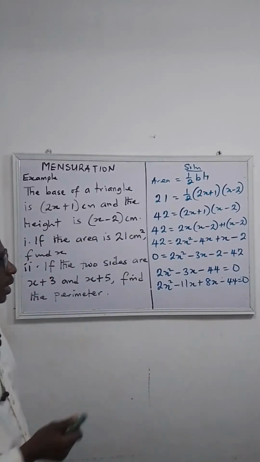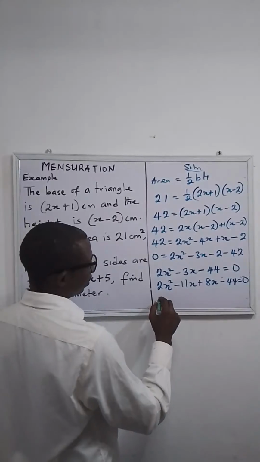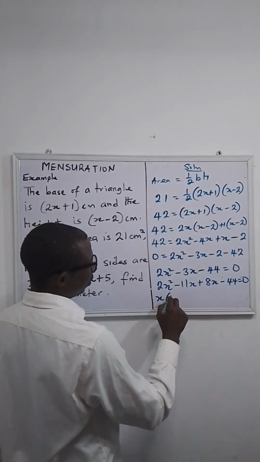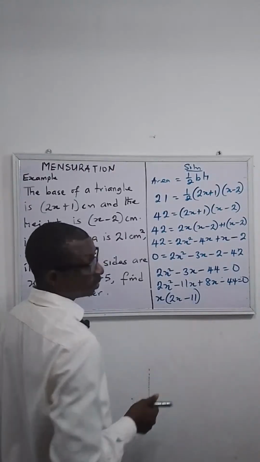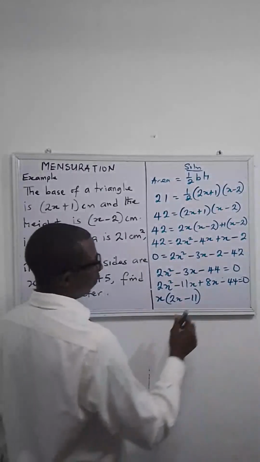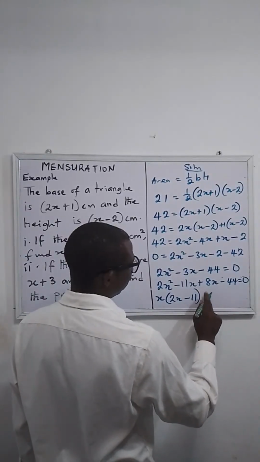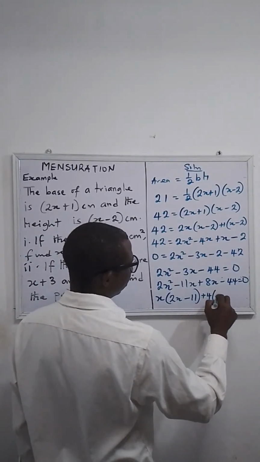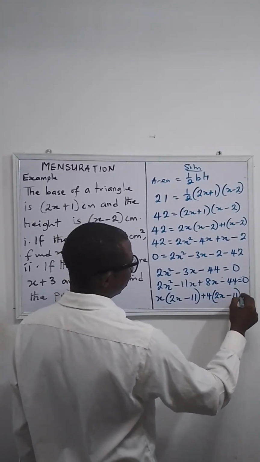Alright, so now let's look at this first pair. What is the GCD? The GCD is x. So we factorize this, so we have 2x minus 11. And here, what's the GCD here? That is 4. That's 4 plus 4. So we have plus 4. So that is 2x minus 11 equals to 0.